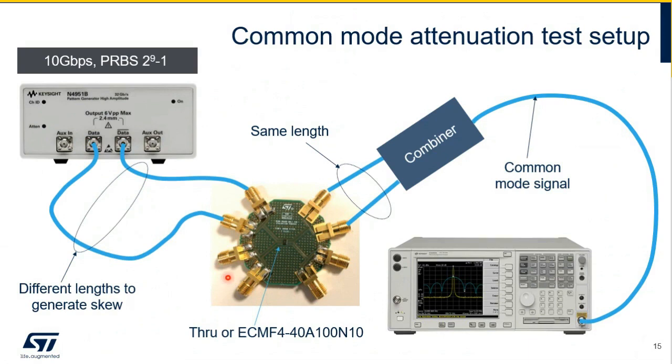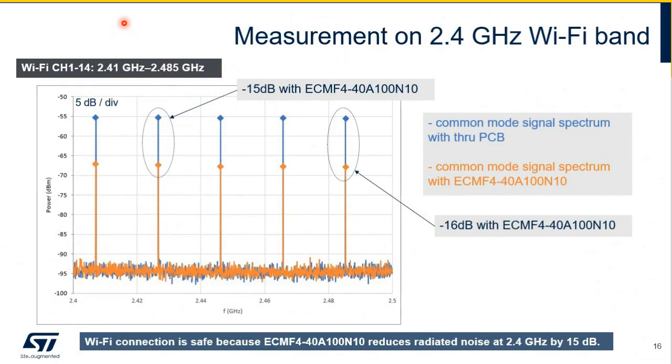In the first case, we use a through PCB, meaning a PCB with transmission line and without ECMF. In the second case, we use a PCB with our ECMF4-40A110, to compare both results. After that, a combiner is used to add the two differential signals and obtain the common mode signal, and this common mode signal is measured using a spectrum analyzer. In the application, Wi-Fi channels measured on Wi-Fi 2.4 are channels 1 to 14, which run between 2.41 and 2.485 GHz.